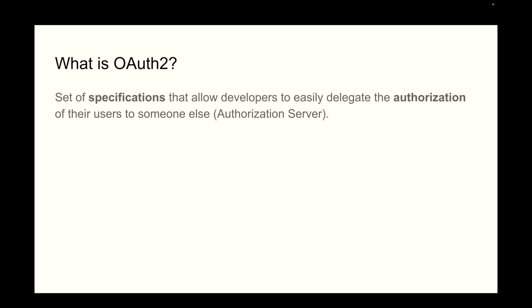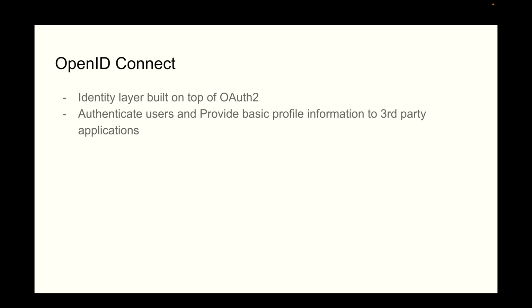Two things to note. First is OAuth2 is a specification, it's not an implementation. OAuth2 just specifies what should be done, it doesn't specify how it should be done or how it should be implemented. And then there is another keyword called authorization, that OAuth2 doesn't deal with authentication. OAuth2 does not know who the user is, it just needs to know what the user can do. Then how do we manage authentication? That's where OpenID Connect comes into the picture. OpenID Connect is an identity layer built on top of OAuth2. So OpenID will send the information of the user after authentication to the third-party applications.